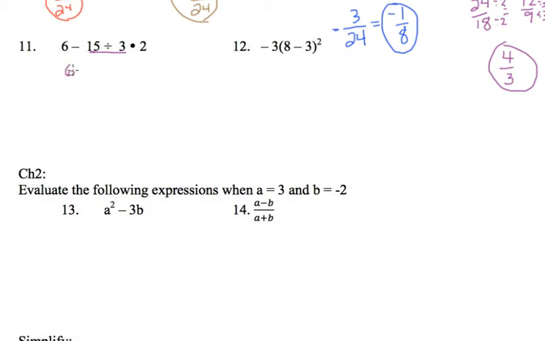So I'll have 6 minus 5 times 2. Then I'm going to multiply before I subtract. So I will do 5 times 2. So again, underline and replace. Now I do my subtraction. 6 minus 10 is negative 4.